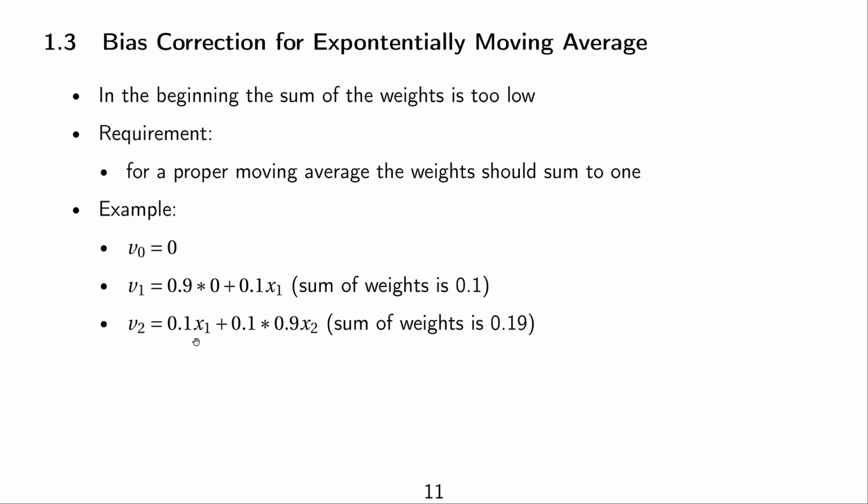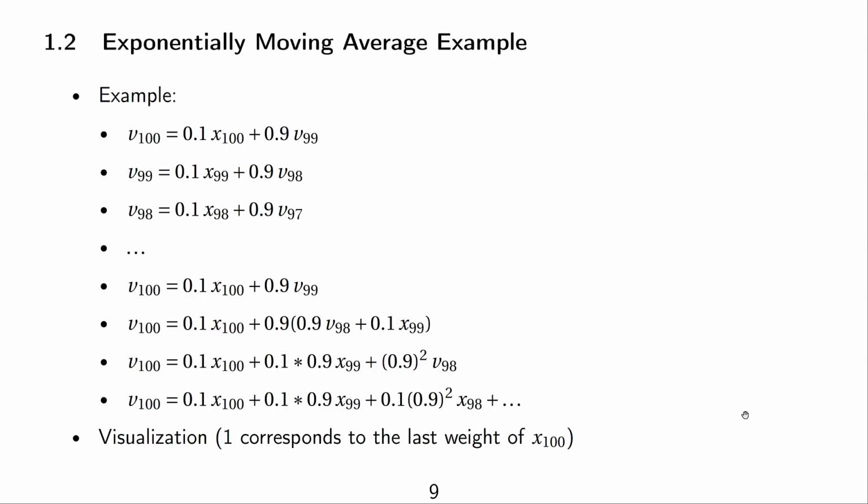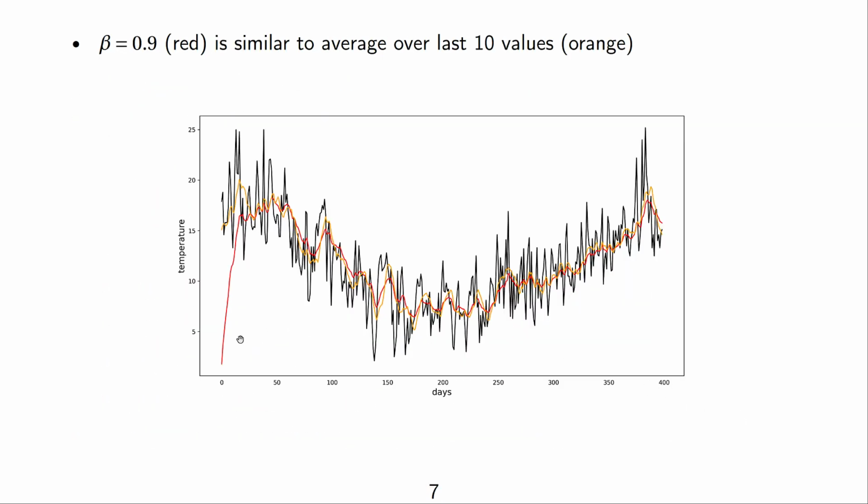And then in the next time step, we have 0.1 times x1 plus this. So here then the sum of weights is 0.19. So this is basically going to take care of itself after a while, and then the sum of the weights is going to be very close to 1. So let's look at the figure again. Maybe this figure here. We see there's a problem right in the beginning where the sum of weights needs to catch up to get close to 1. And then it basically doesn't seem to be a problem anymore.